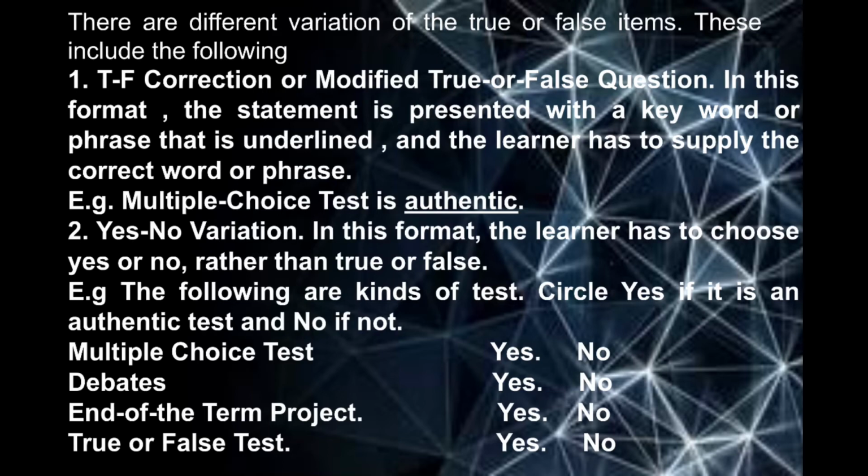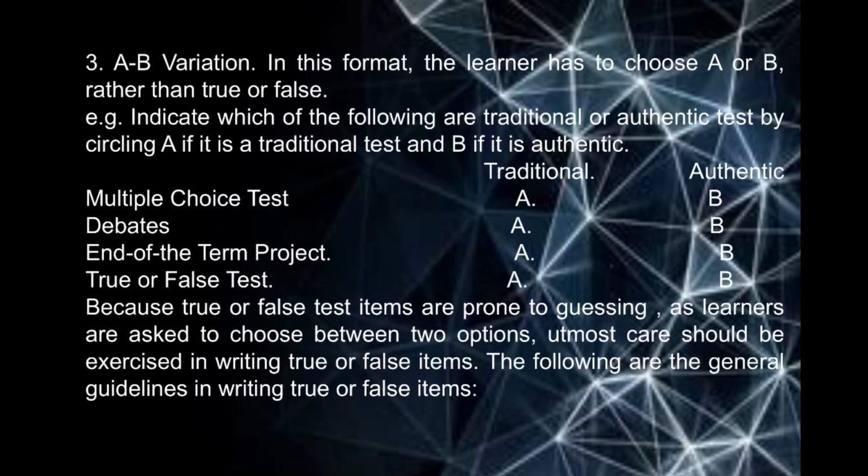Kasi yung mga learner, nagkikreate sila ng creative learning experiences sa paggawa ng end of the term project. Sa true or false test naman, hindi siya example ng authentic test, kaya no ang sagot dyan. Sa number 3 naman, A and B variation. In this format, the learner has to choose A or B rather than true or false. So, katulad lang din ng yes or no, instead na true or false, A and B yung isasagot mo.